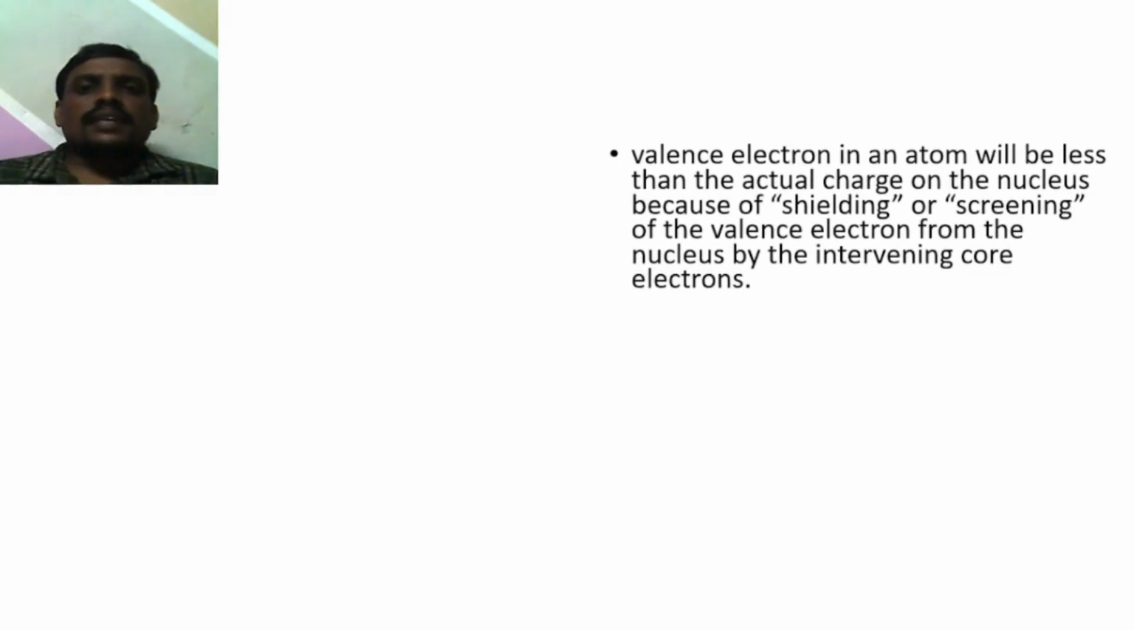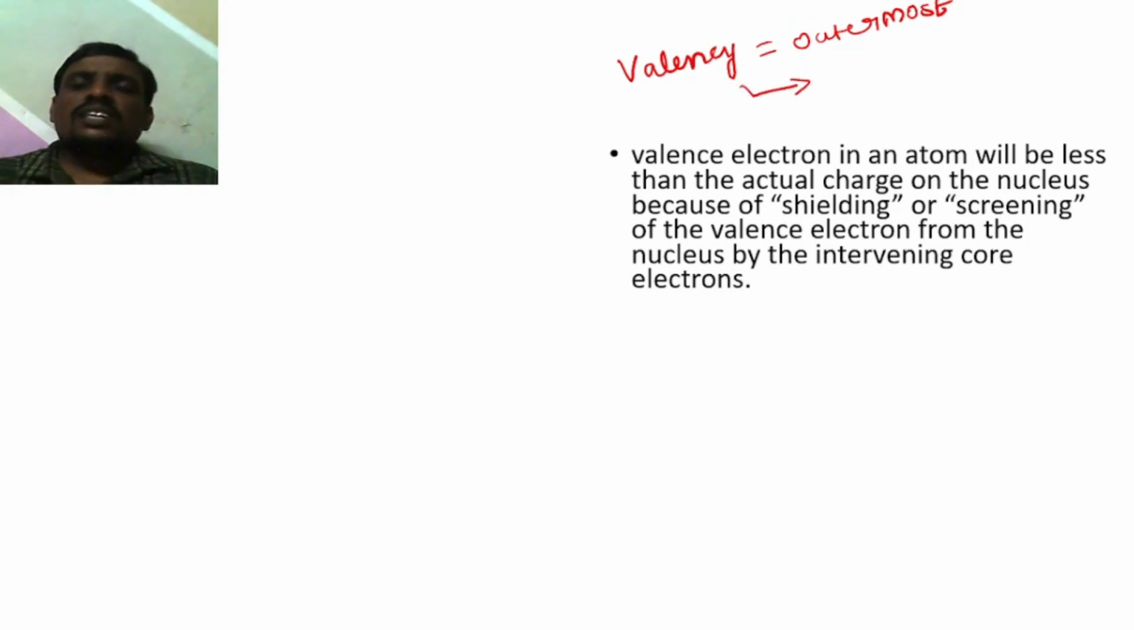So the effective nuclear charge on a valence electron in an atom will be less than the actual charge on the nucleus because of shielding or screening of the valence electron. By the way, what do you mean by valence electron? A valence electron is present in the outermost shell of an atom. Why is it important? Because valence electrons determine the stability and bonding capacity with other atoms.